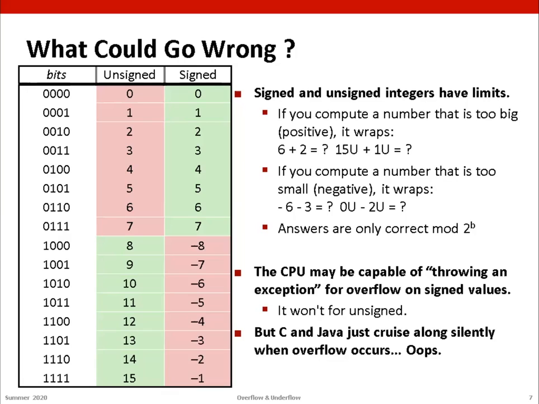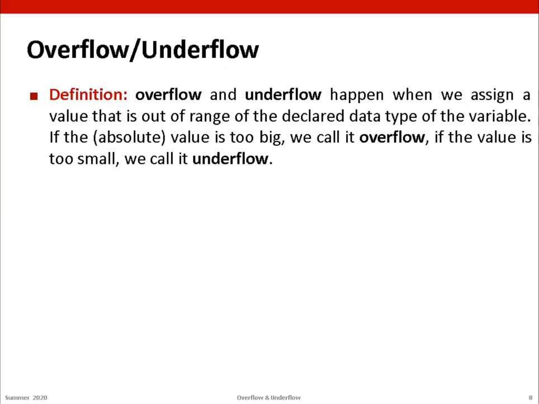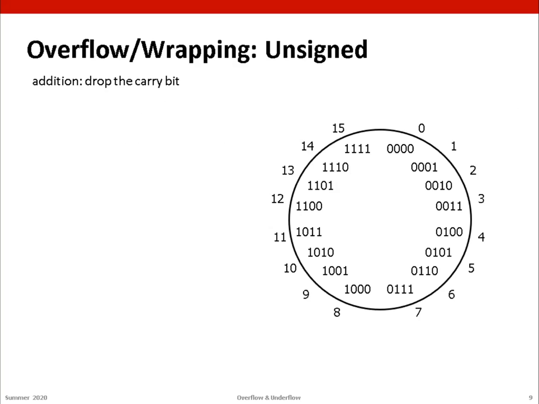As we said, we have limited patterns and values to represent in both of the data types, signed and unsigned. And if we are required to represent a number that is larger or smaller than what could be represented, then we say we have an overflow and underflow, respectively. So overflow and underflow happen when we assign a value that is out of range of the declared data type. Okay. So with this definition, let us visualize the overflow and underflow problem using our favorite numbers wheel.